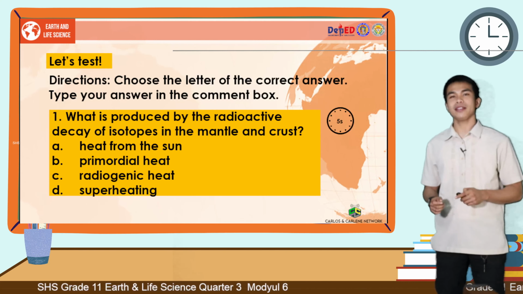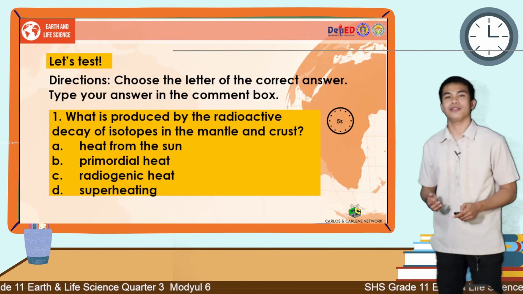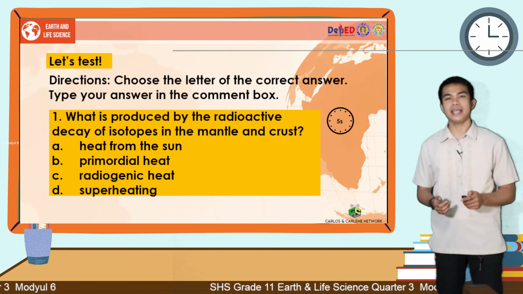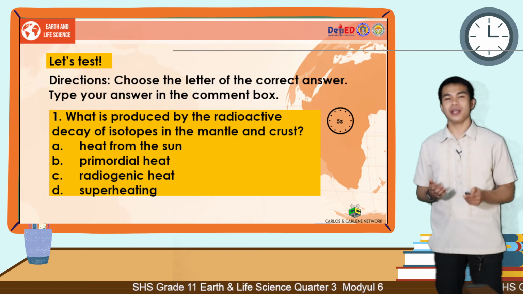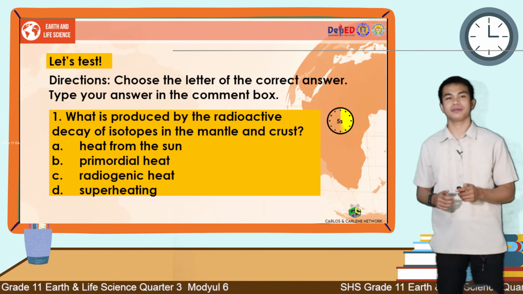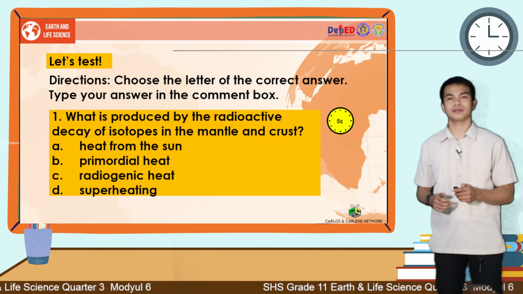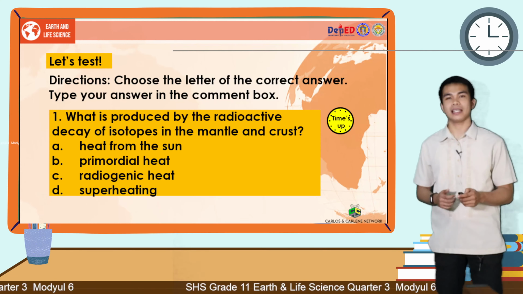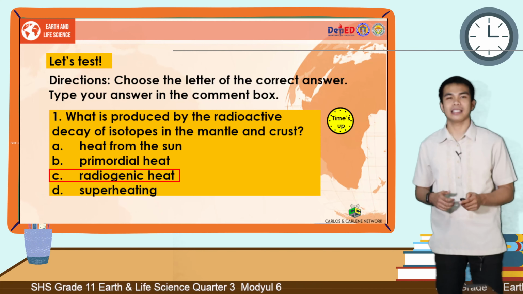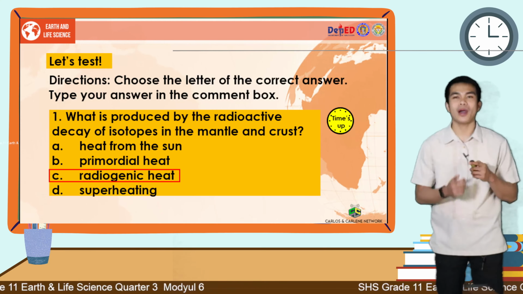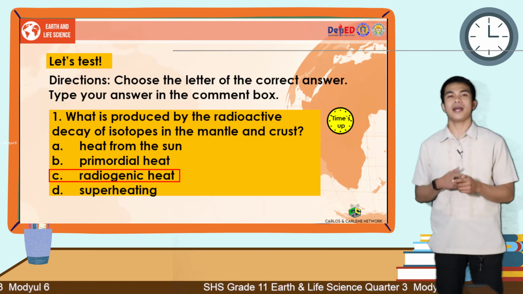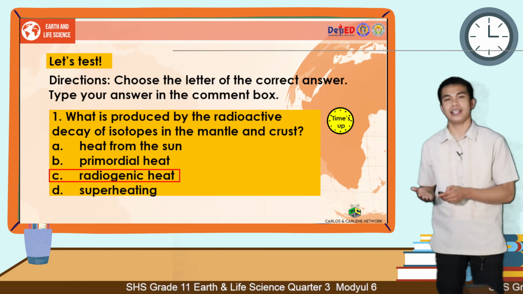First question, what is produced by the radioactive decay of isotopes in the mantle and crust? A, heat from the sun. B, primordial heat. C, radiogenic heat. D, superheating. 5 seconds to think of your answer. Okay, the correct answer is letter C, radiogenic heat. Just remember the keyword there, radioactive decay of isotopes. It means it is the heat that is produced by radioactive decay, radiogenic heat.